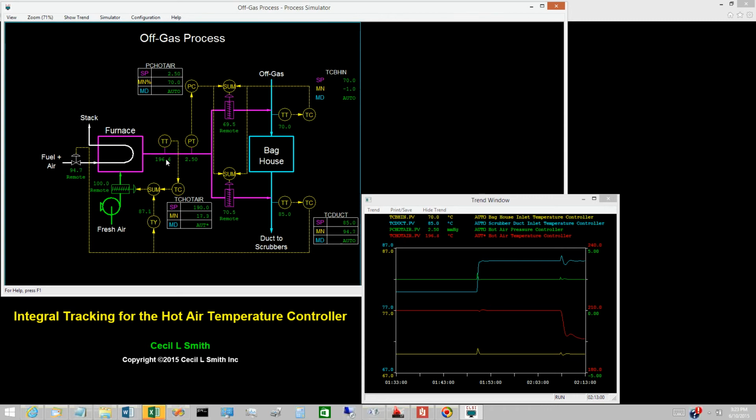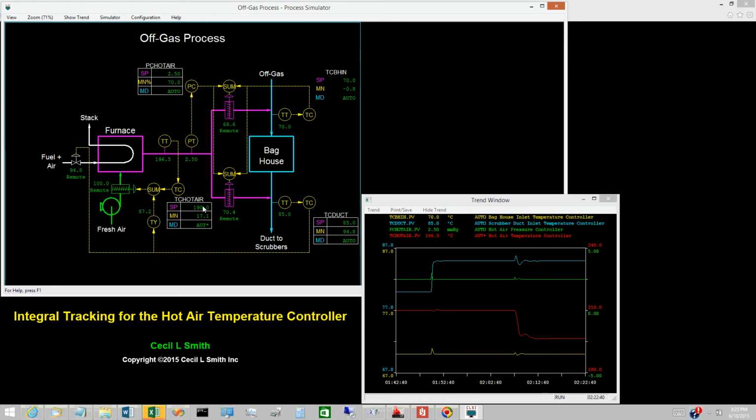The hot air temperature lines out at 196.5 degrees Celsius. The hot air controller is unable to attain its set point. Integral tracking is active in the hot air temperature controller. The mode is indicated as AUT star, with a hot air temperature of 196.5 and a set point of 190.